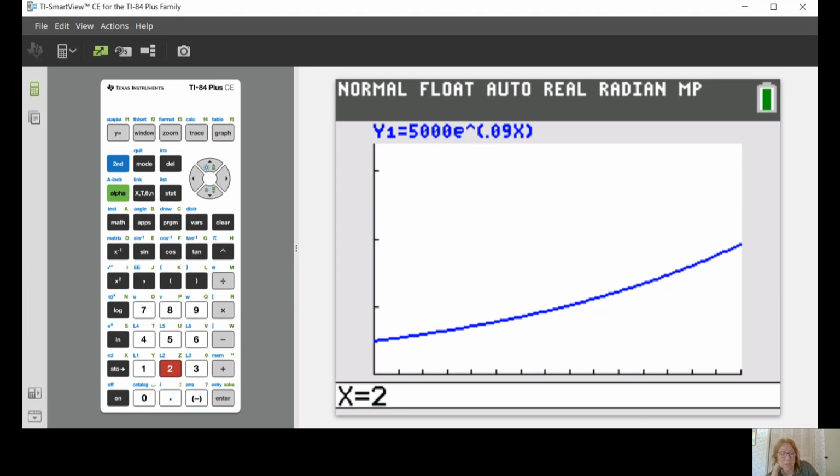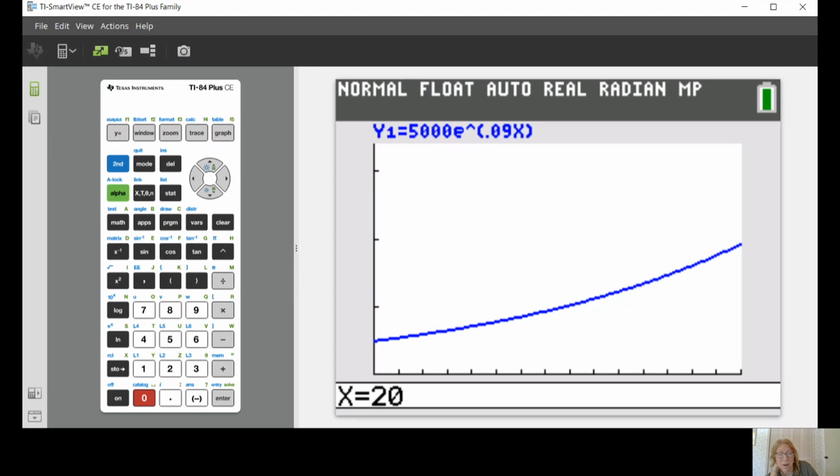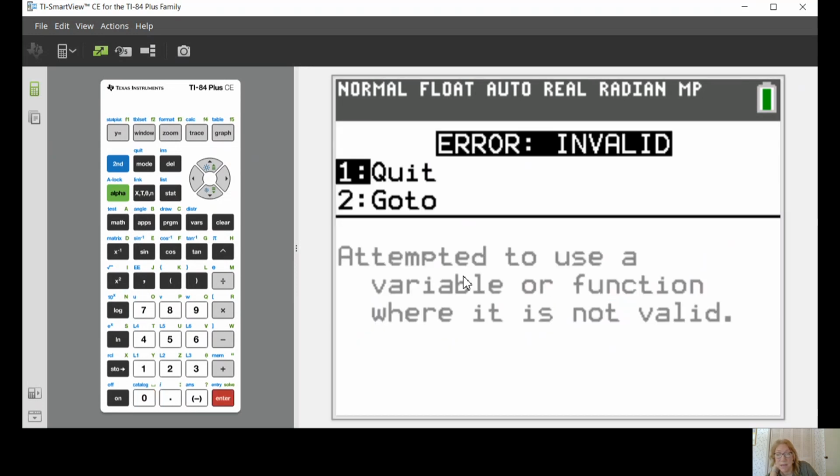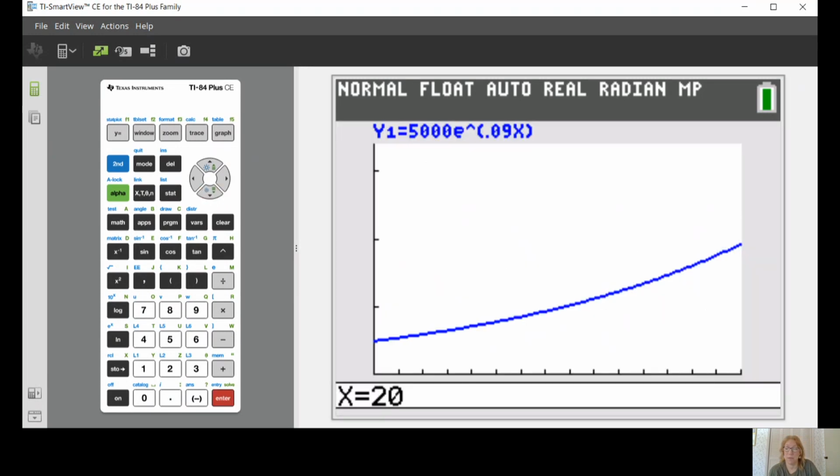But let me try. If I type in 20, it may give me an error message because it can't see that point on this part of the graph, because it stops at 15. Yeah, it says it's not that it isn't valid. It's just that we aren't seeing it on the window. It doesn't like the 20 because it's too big and we only can see out through 15 on the x-axis.